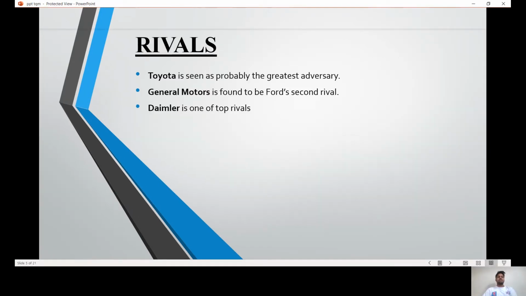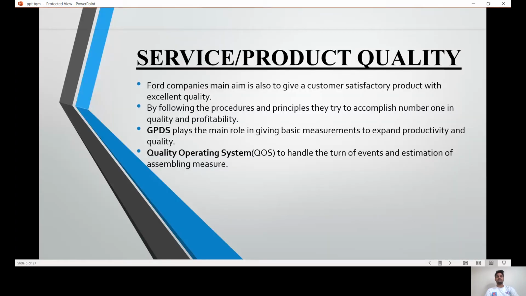Now let's discuss the rivals of Ford. Toyota is seen as one of the greatest rivals of Ford, and Toyota was established in 1937 in Toyota City. General Motors is the second rival of Ford, which is a public organization that was established in 1908 in Detroit. Daimler is one of the top rivals, which was established in 1926.